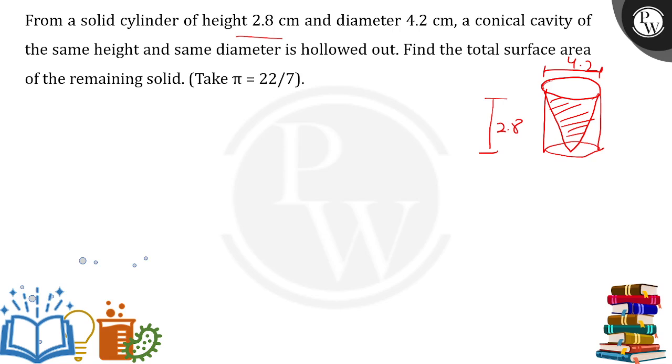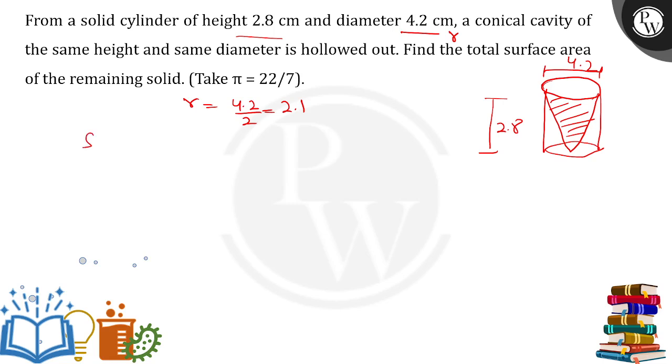For this, first of all, the most important thing is we have all the basic units. The height is given, the diameter is given, so I will write the radius over here. Radius will be half of it, that means 4.2 by 2, that is 2.1. 2.1 is the radius. So in the case of a cone, slant height is important.